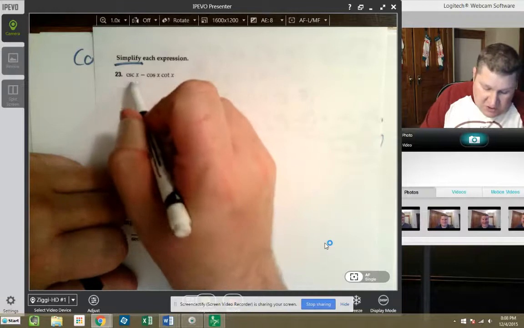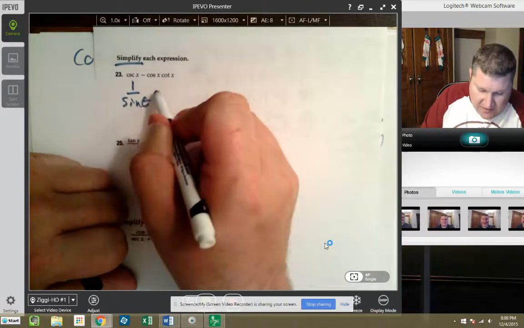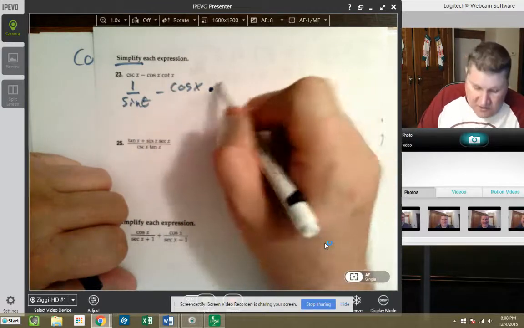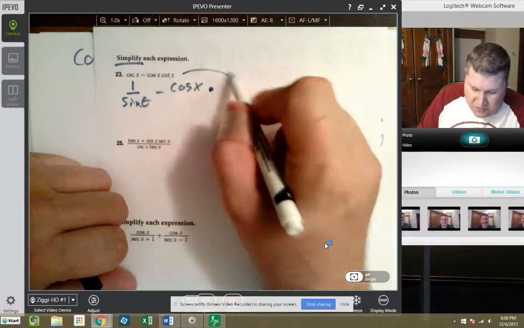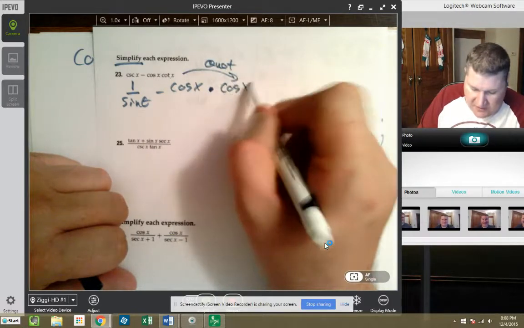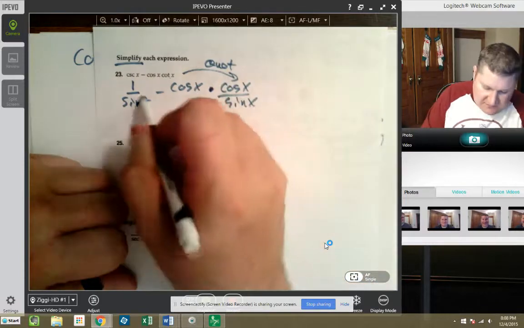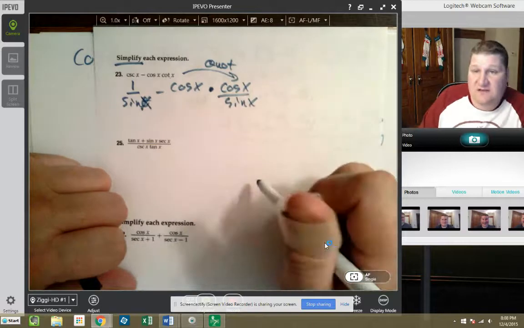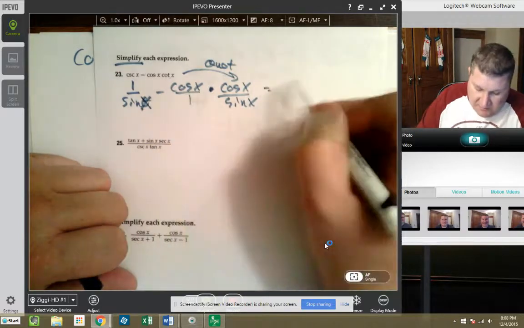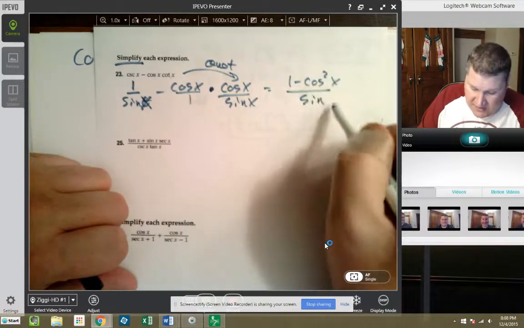So here we go. Cosecant by reciprocal property is 1 over sine x. Minus cosine x, I'll keep it because I'm used to those. I like those. Cotangent by quotient property is going to be cosine x over sine x, or theta, I guess. I need to stay consistent. X. There we go. Now, in this case, we multiply together. We come up with 1 minus cosine squared x all over sine x.